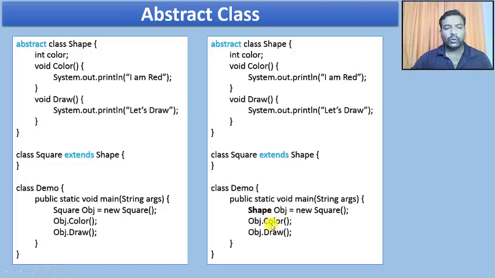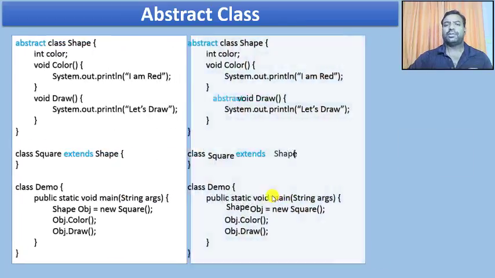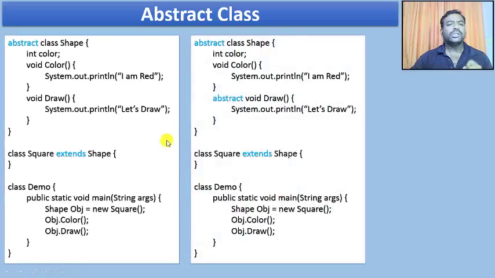Now I'm going to use color and draw the same. I'm doing the same operation, where I'm going to get the output as "I am red" and "let's draw". But still you may ask what is the use of abstraction or an abstract class. We'll go further to understand the difference. Now we are going to have the same program that I explained with the superclass object and the subclass object.